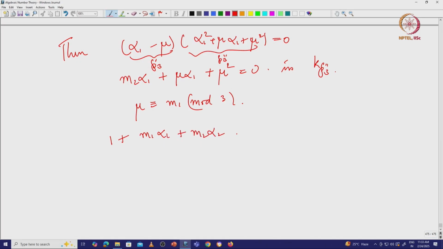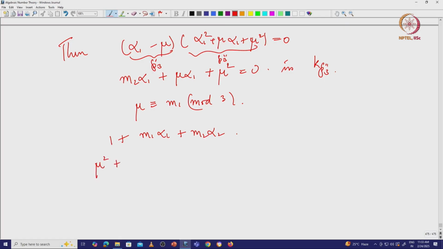And so, what do I do? Well, I know that modulo 3, mu square will be 1, right. So, okay, what do I know? I want to analyze something like this, but what do I know?